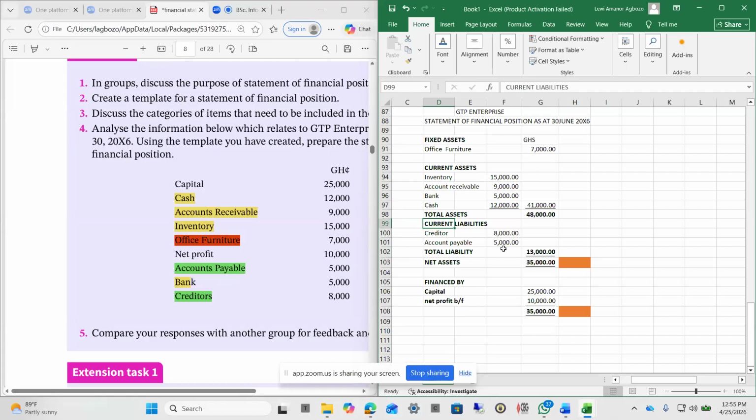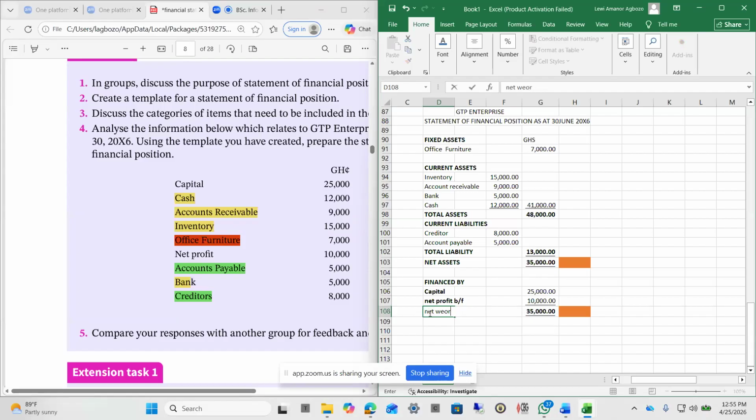So we pull it together and our total liability is what? 13,000. Yes. Good. So we take our total liability from the total asset, which is this, and it will give us this. Our net asset is this. This one, we call it net worth.